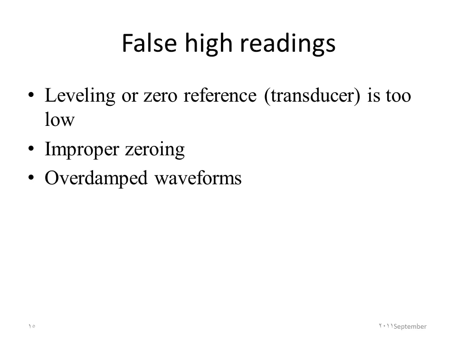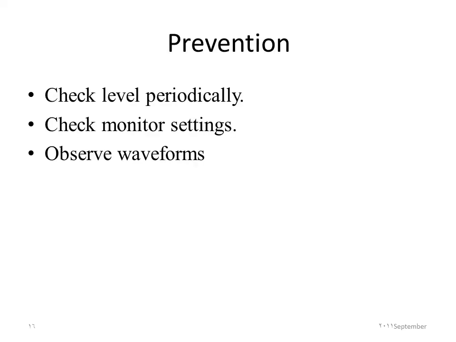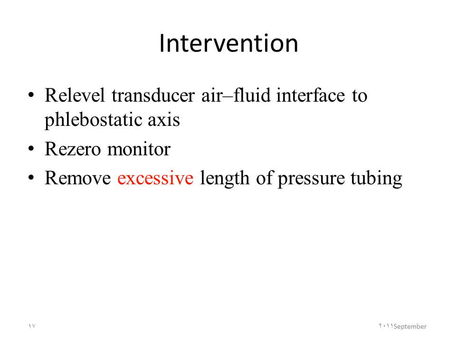Just as we have a false low reading, we have a false high reading, meaning we take a high reading but it is wrong. The causes: the leveling or zero reference of the transducer is too low. Improper zeroing or an overdamped waveform is also a cause of a false high reading. Prevention: check the level periodically. It should not be too low, it should be at the phlebostatic point. Check the monitor setting and observe the waveform.